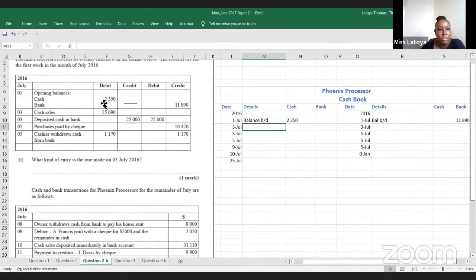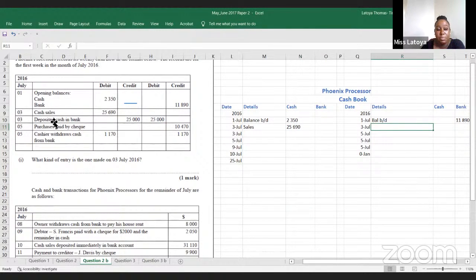I want to keep looking at the question to see. Good, we have cash sales. So sales and the total is 25,690. Good. What else happened on the third?